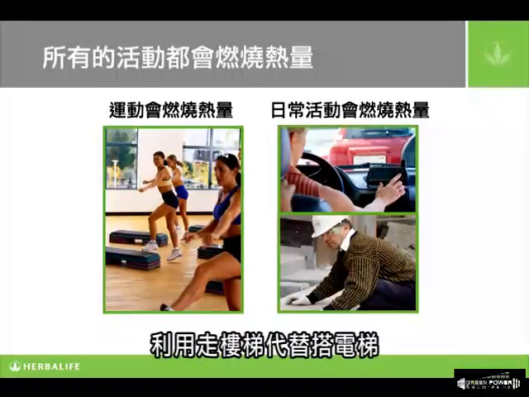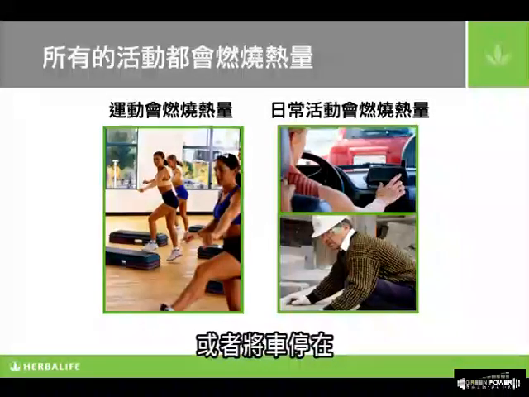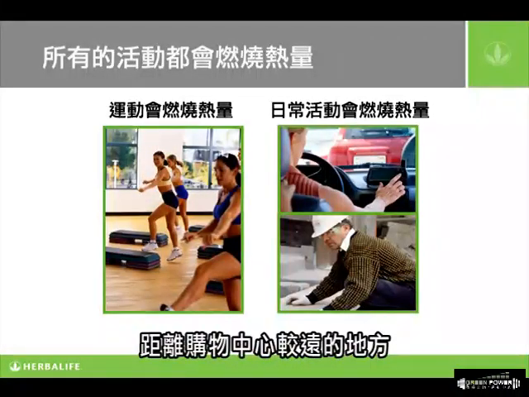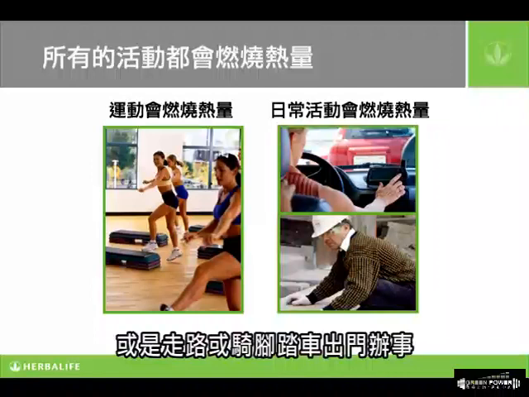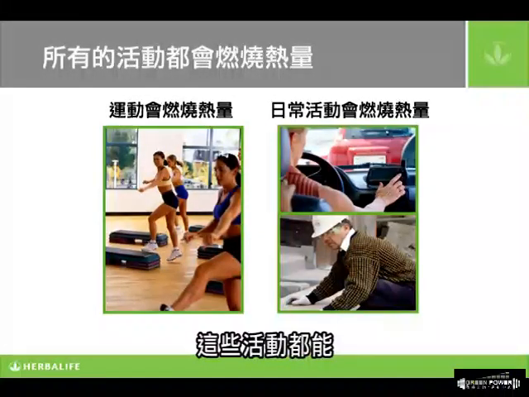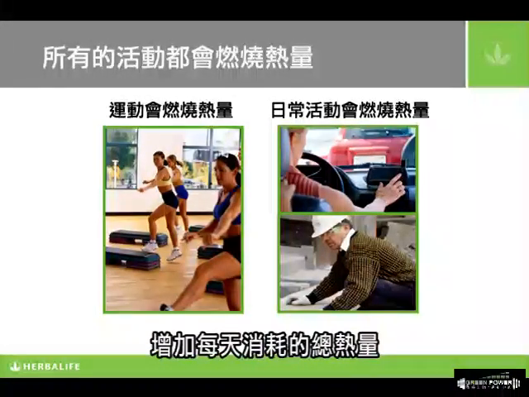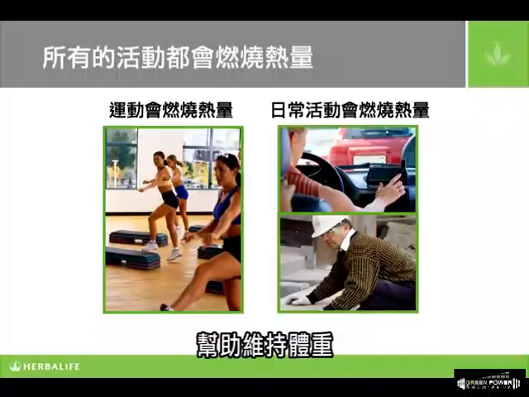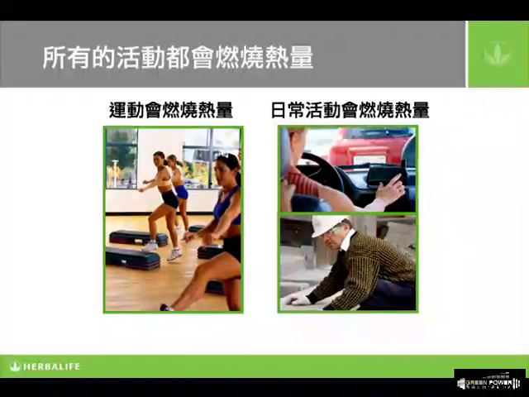You can take the stairs instead of the elevator, or park your car a distance from the shopping center, or take a walk or a bike ride to run a nearby errand. All of these activities will increase the total number of calories you burn each day and will help you to maintain your weight.